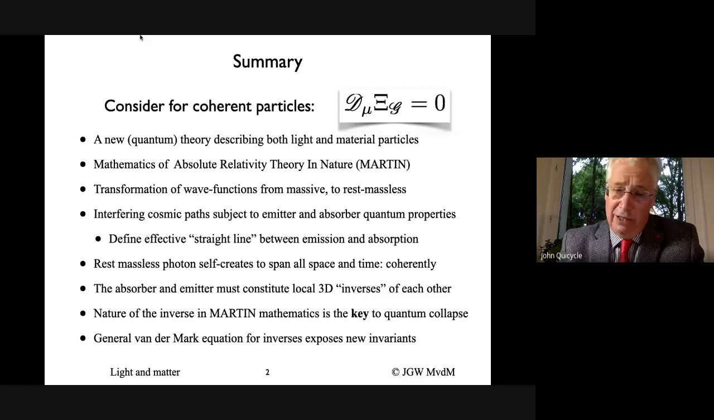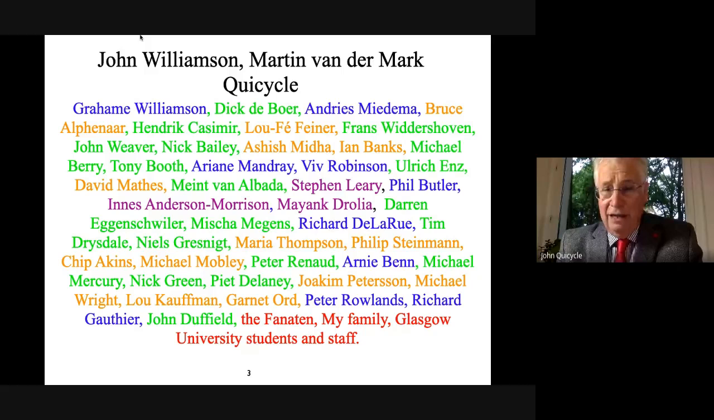So here's the Quicycle people. A lot of you will find yourselves on there if you look. Basically, the short wavelength people have been my students at one time or another. The blue guys have all made some sort of impact on the theory, which is content to the theory, and then it goes down through green, who've certainly had some influence on it and have helped, through orange, who also helped, but less so, to red, who have cheered me on all the way.